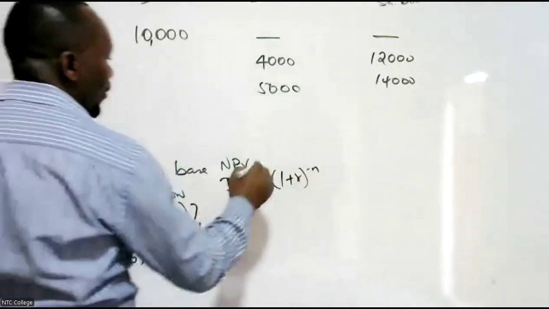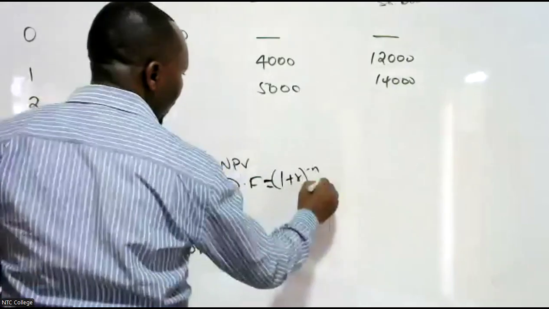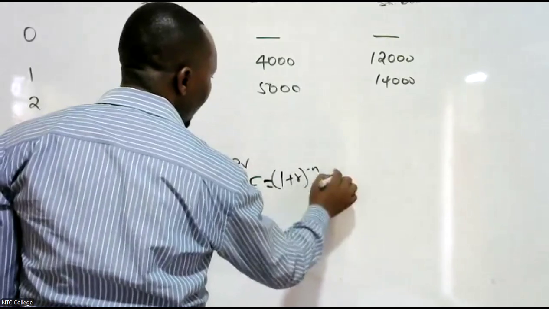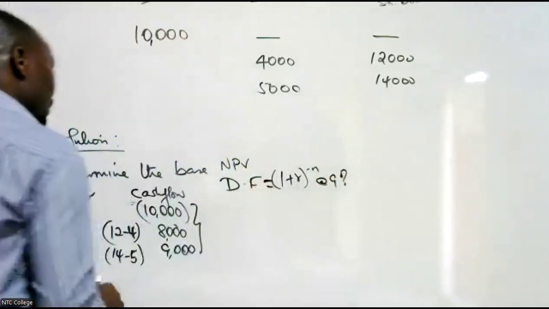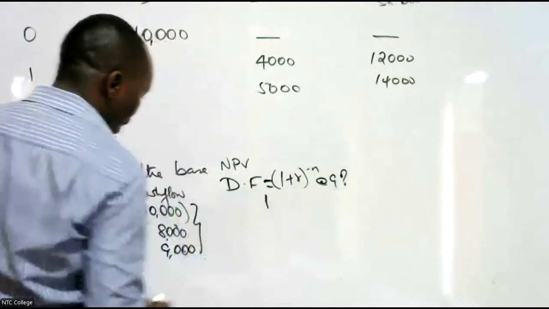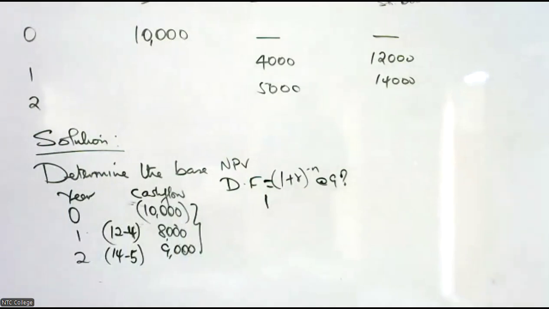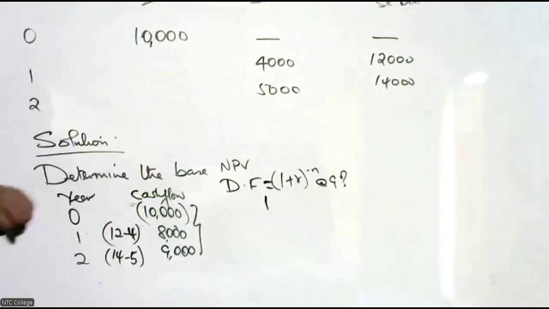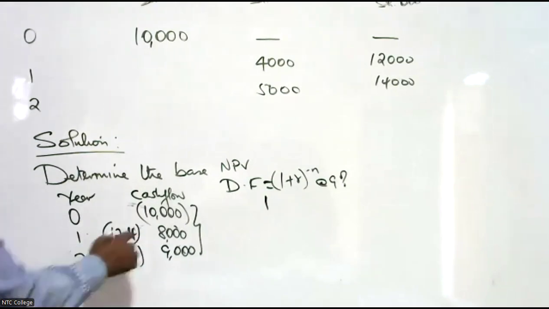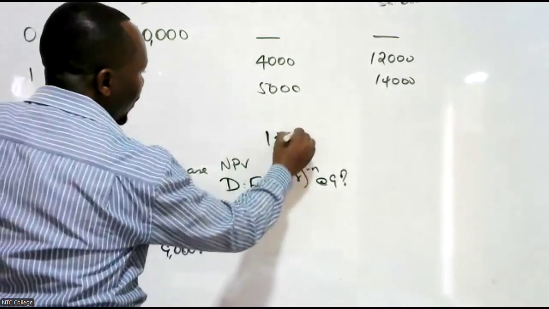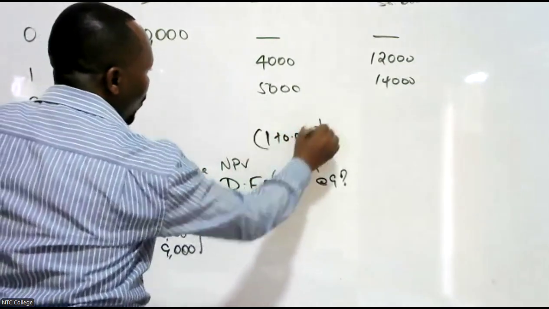So we're using that at, what is the percentage? 9% here. That is what the examiner has given. So we discount it at 9%. In year zero it is normally 1. Anything raised to power 0 is 1. Then we can now count year one. So you have 1 plus 0.09 to the power negative 1.